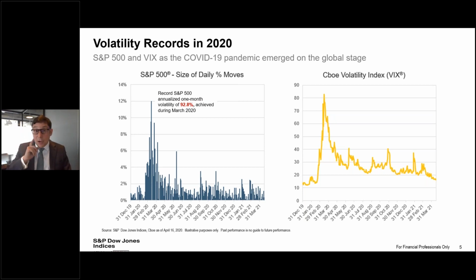Anyway, so March was the most volatile month ever for the S&P 500 in a history that stretches back to 1957. Realized volatility ran at 93%. It was also a record high for the Volatility Index, the VIX, reaching a level of around 83 on the 16th of March 2020.